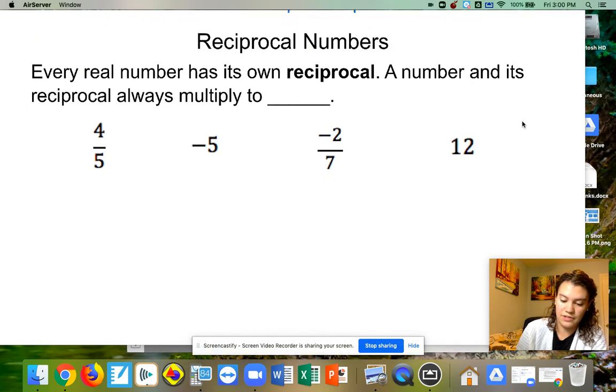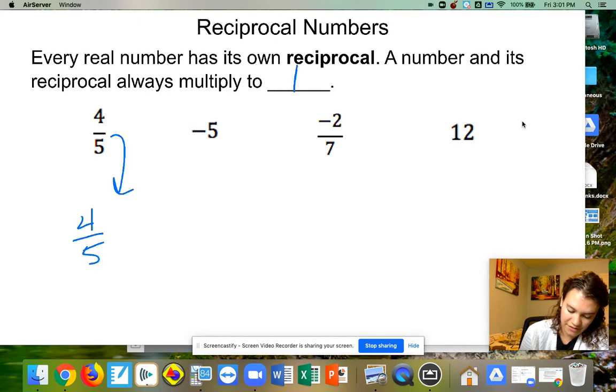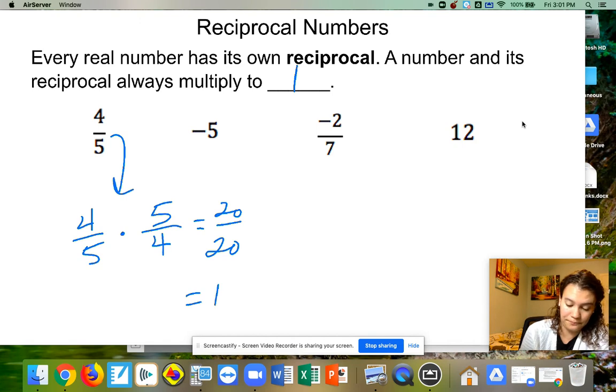So a reciprocal just means you're flipping it. So reciprocal numbers always have to equal 1 if you take a number and its reciprocal. So an example here, if you do 4 times 5, its reciprocal is 5 over 4. If you multiply that together, the top becomes 20, the bottom becomes 20, divide them, and you get 1.